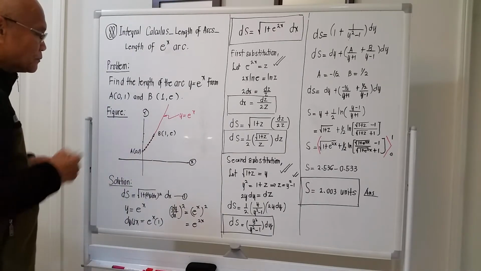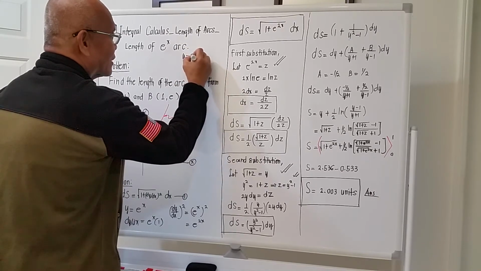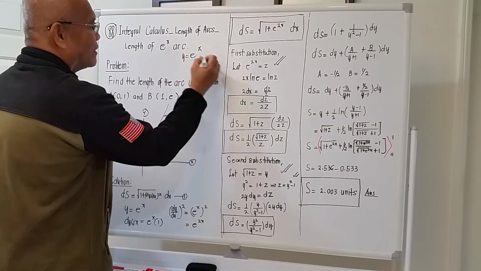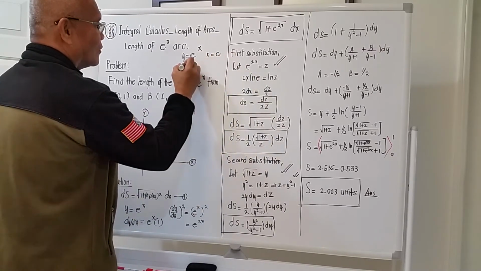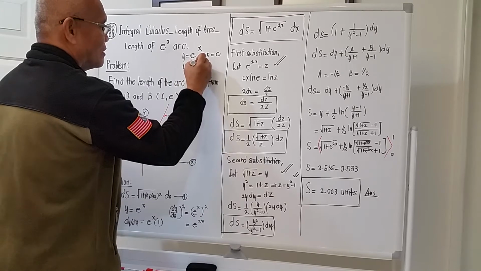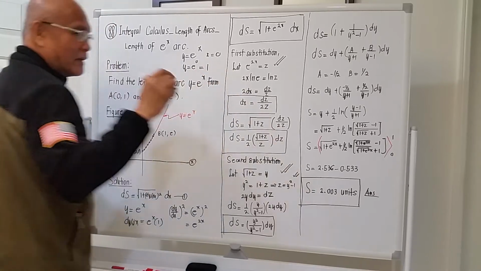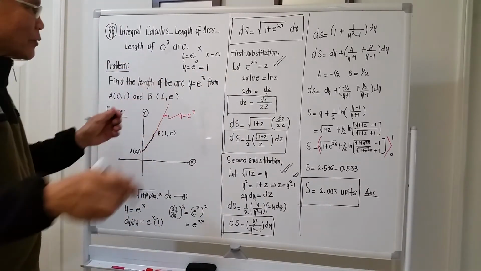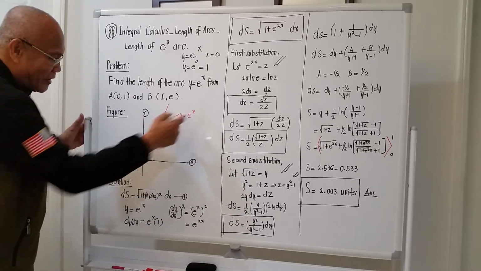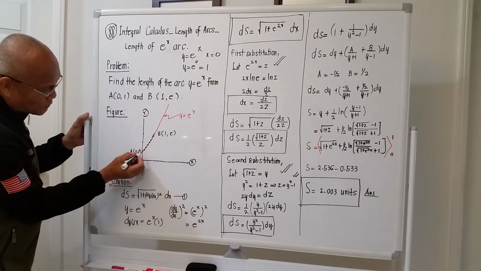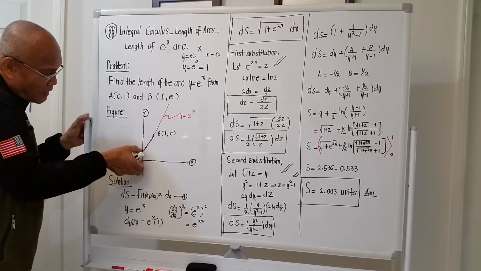Okay, let's proceed. From the equation y equal to e to the x, if x is 0, y will be e to the 0. And e to the 0 is 1. Any number raised to the 0 power is 1. Meaning this equation passes through the y-axis at this point here. When x is 0, the value of y is 1.